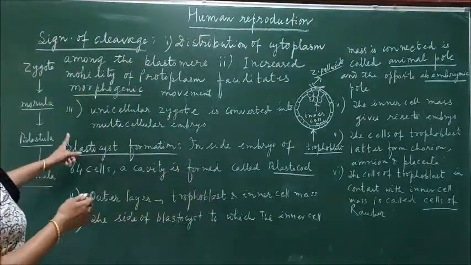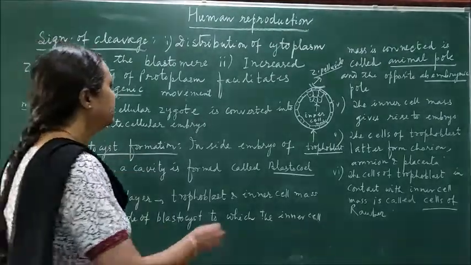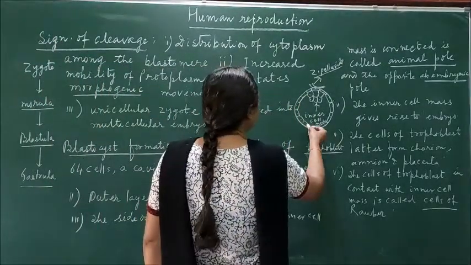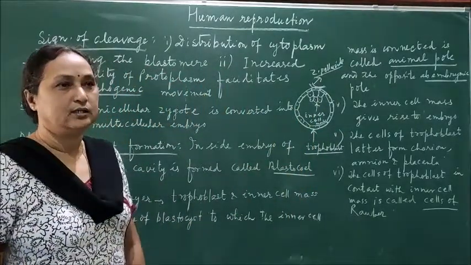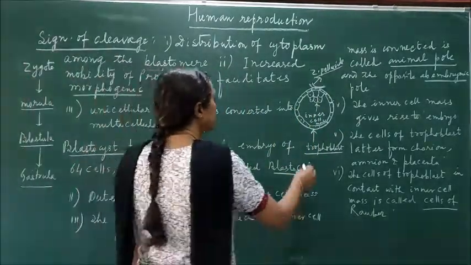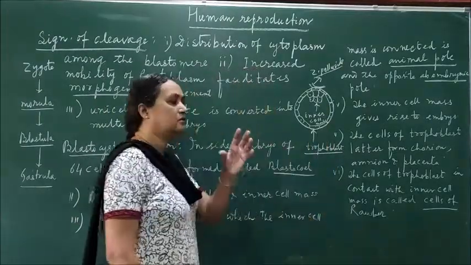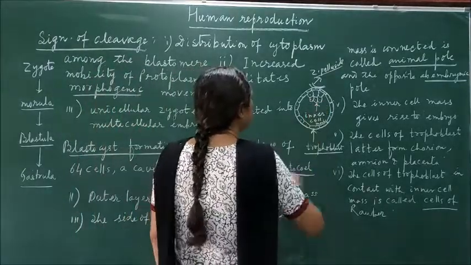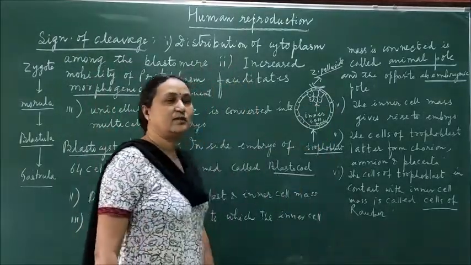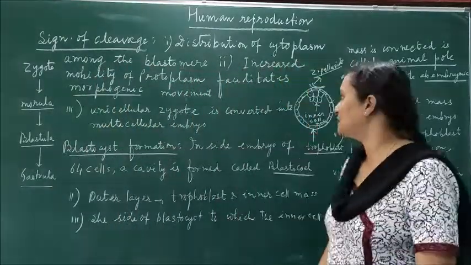Okay. So now the morula changes into the blastula. The morula changes into the next stage which is called the blastula. Okay. So here you see this is the blastula. Now it is divided into two layers. The outer layer is called the trophoblast, and there is an inner layer which has a group of cells called the inner cell mass. Inside there is a cavity, and that cavity is called the blastocoel.